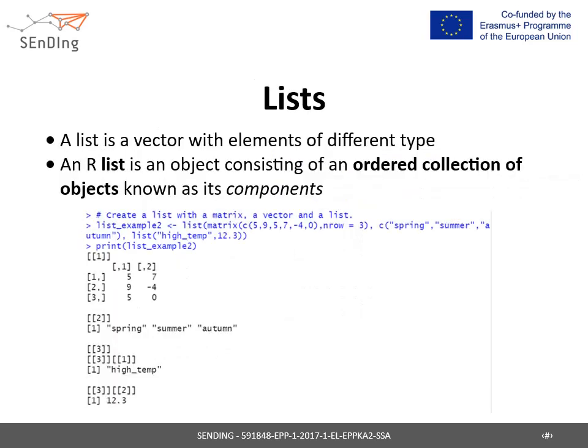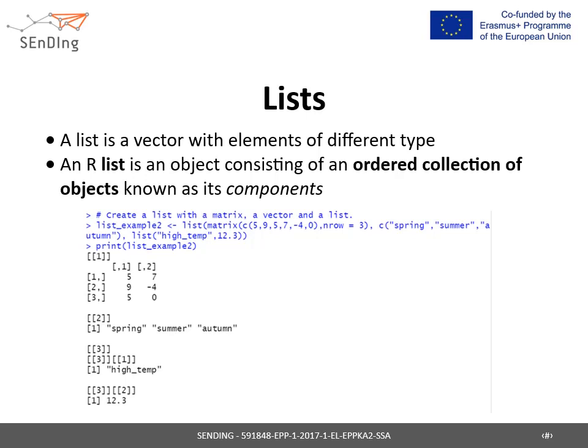As we already discussed, a vector having all elements of the same type is called an atomic vector, but a vector having elements of different types is called a list. So, an R list is an object consisting of an ordered collection of objects known as its components. There is no particular need for the components to be of the same mode or type. A list could for instance consist of a numeric vector, a logical value, a matrix, a complex vector, a character array, a function, and so on.